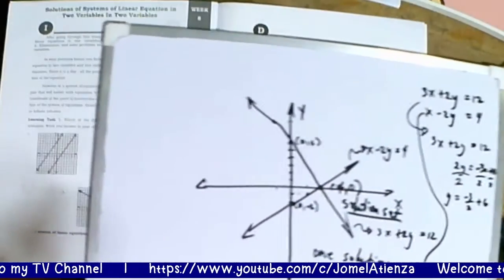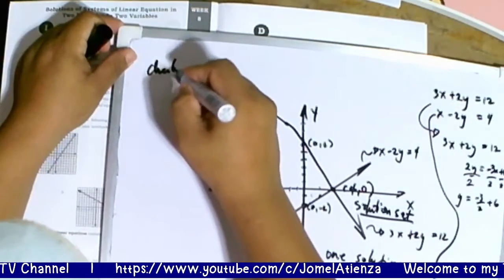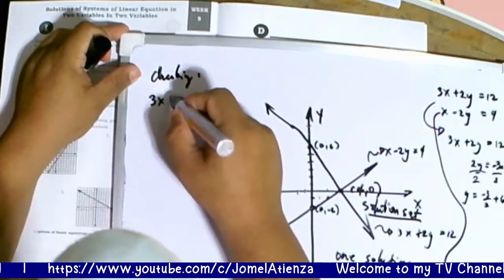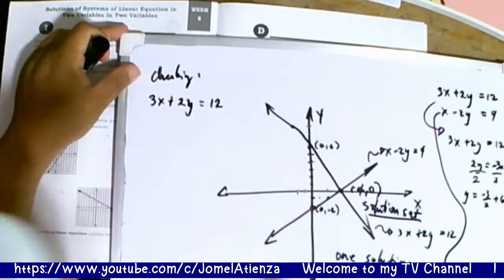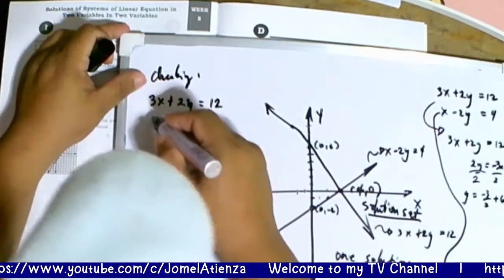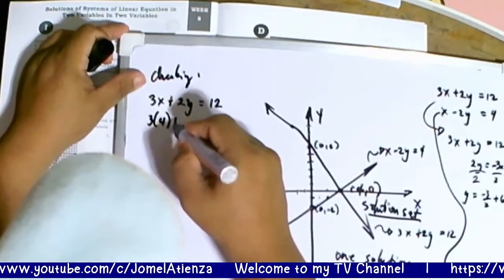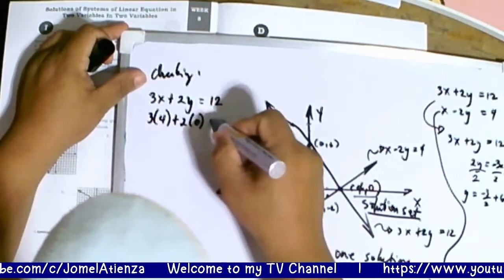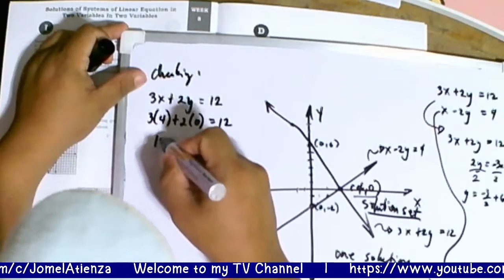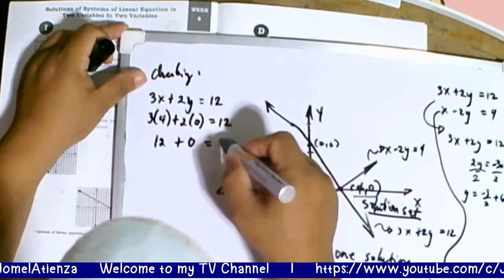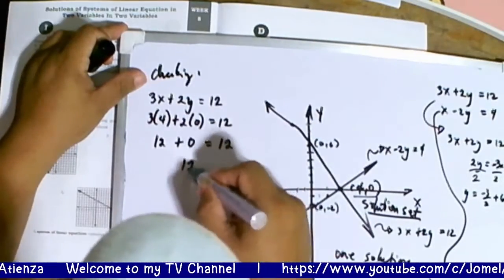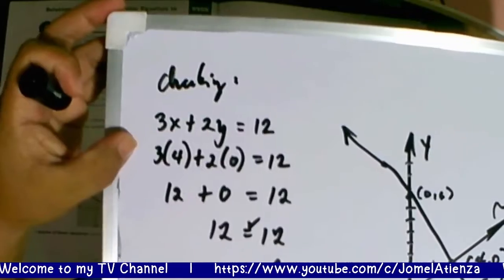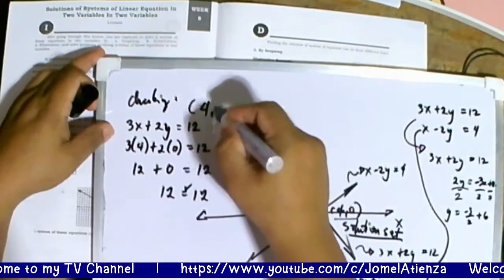Now, let us check if the solution set is correct. So, checking. Checking tayo, class. So, the first equation is 3x plus 2y equals 12. And then, ang value ng ating x ay 4. So, that is 3 times 4 plus 2 times the value of y, which is 0. Diba? 4, 0. So, 3 times 4 is 12. Then, 2 times 0 is 0. And the other side is 12. So, therefore, both sides are equal to 12. So, therefore, the solution set is correct. 4, 0 yung ating solution set.